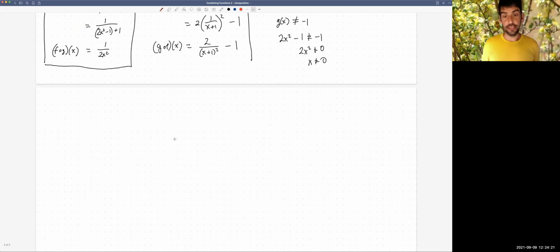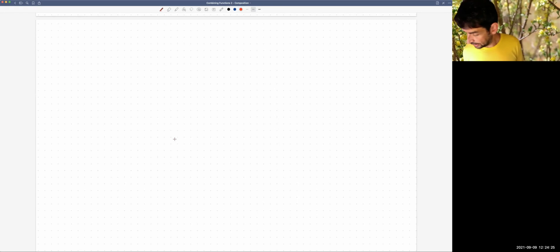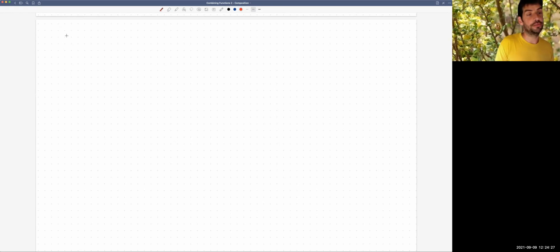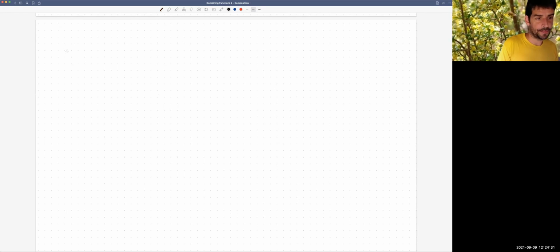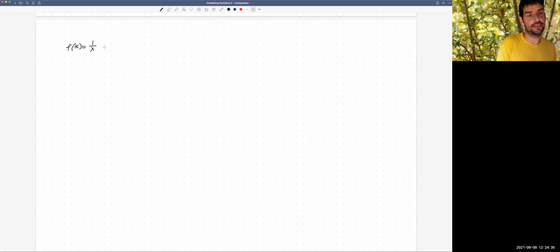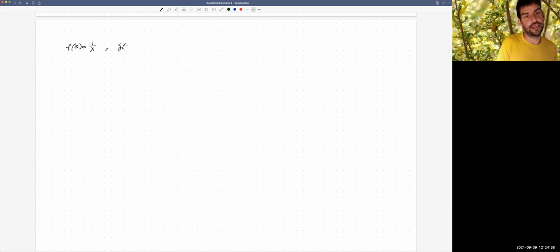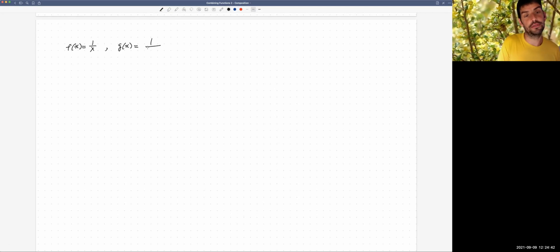One other thing we should think about, let's do a new example. We'll do a maybe simpler example to get at one other point. Let's start with two new functions. Let's call f of x 1 over x and g of x 1 over x plus 1.